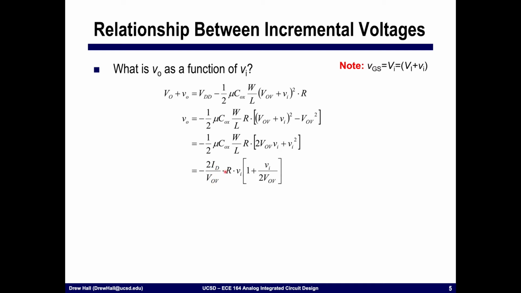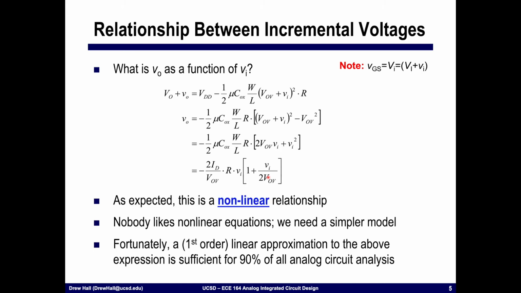times the resistance times the input voltage. And then there's the second order term. That is, I have this VI divided by 2 times VOV term. Now, unfortunately, this is a nonlinear relationship. It's nonlinear because I have VI squared on this right side. So I have a first order linear term that has only VI, but I also have this squared VI term.